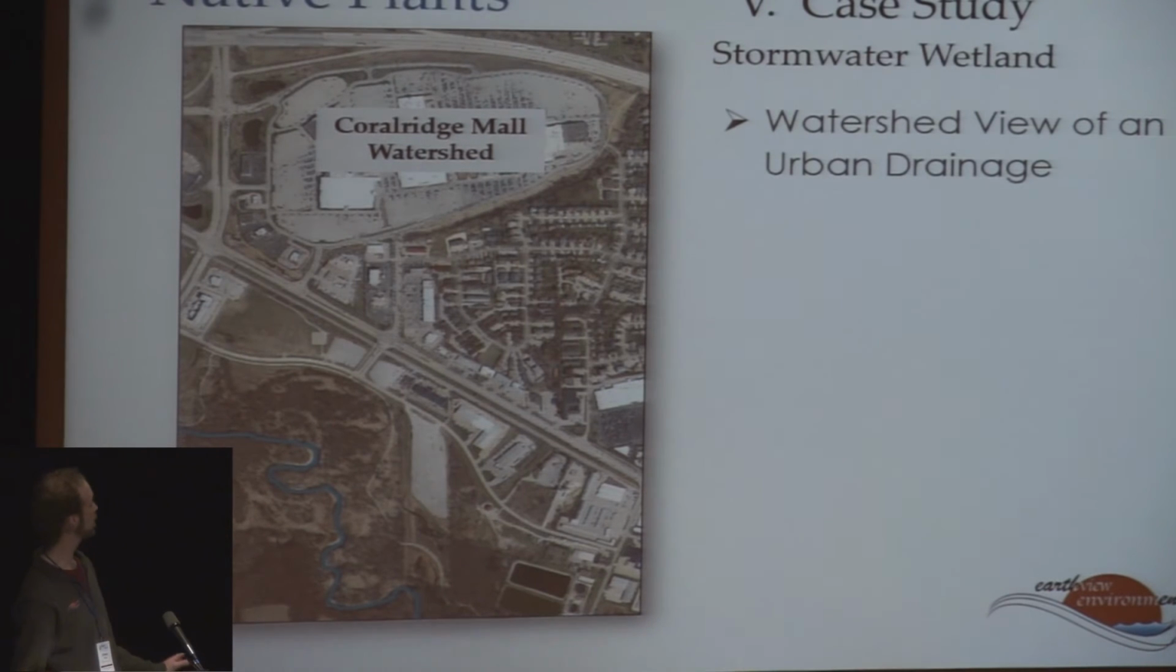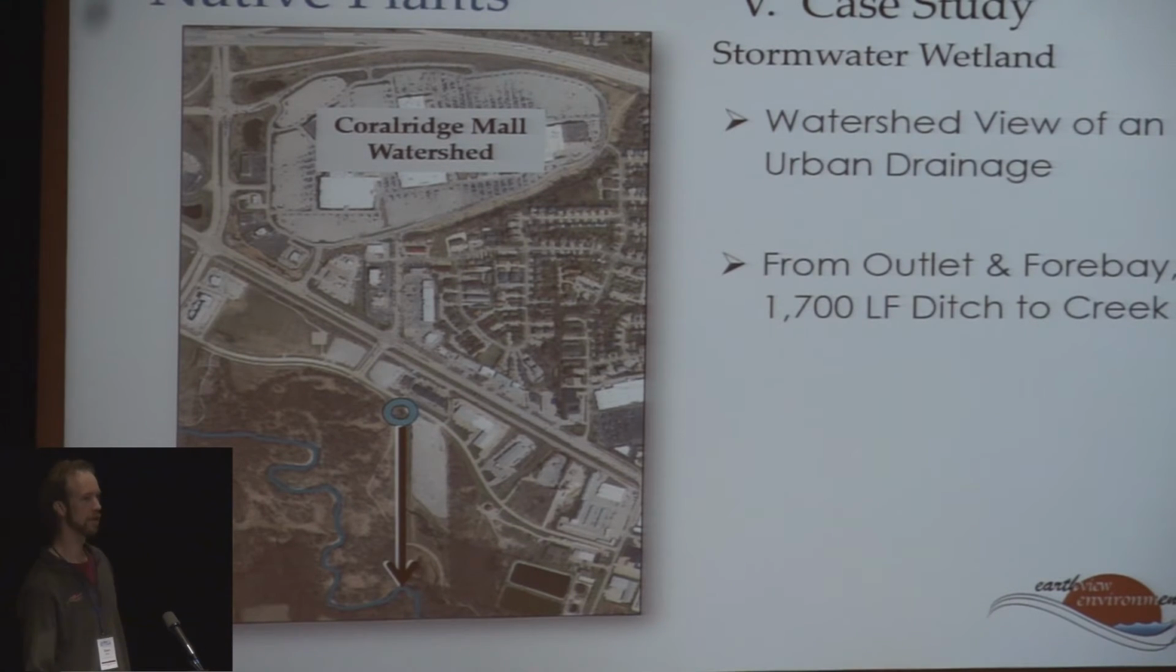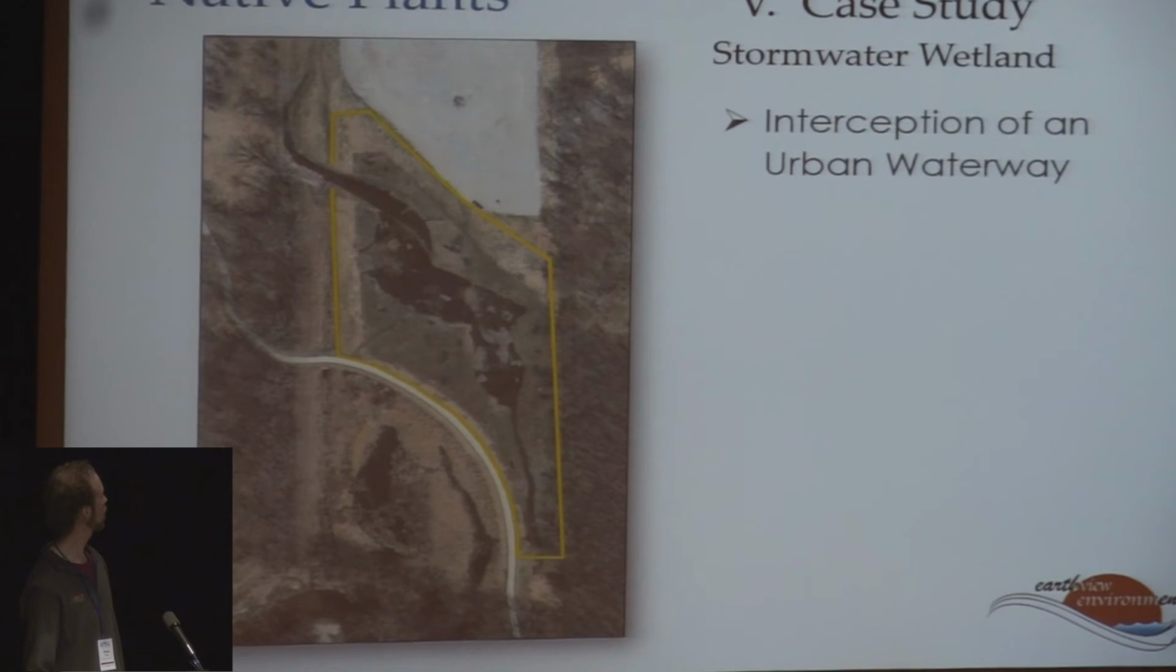All right, so as a quick case study here, this is Coralville. Coral Ridge Mall is, I believe, still the second largest mall in the state. And its roofs and parking lot essentially make up the watershed that feeds into a drainage straight down into Clear Creek. There's an outlet and a 1,700-foot linear ditch. It's a vegetated ditch that basically shoots that water straight down into the creek. So what we wanted to do is create a stormwater wetland that took some of that water and managed it in a better way. So we'll zoom in on this area.